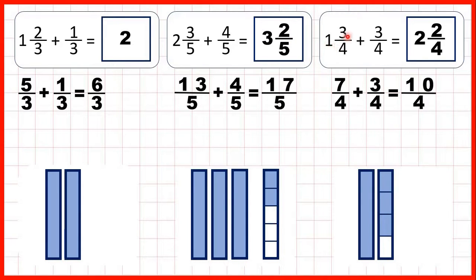Finally, we had 1 and 3 quarters, and we were adding 3 quarters. We changed 1 and 3 quarters into 7 quarters. Remember, each of these pieces is a quarter, and we have 7 of them here, and if we add the 3 of them that we're adding, that gives us 10 quarters altogether. But we can change that back into a mixed number by dividing. 10 divided by 4 is 2 remainder 2, so that's 2 wholes and 2 quarters as our answer.